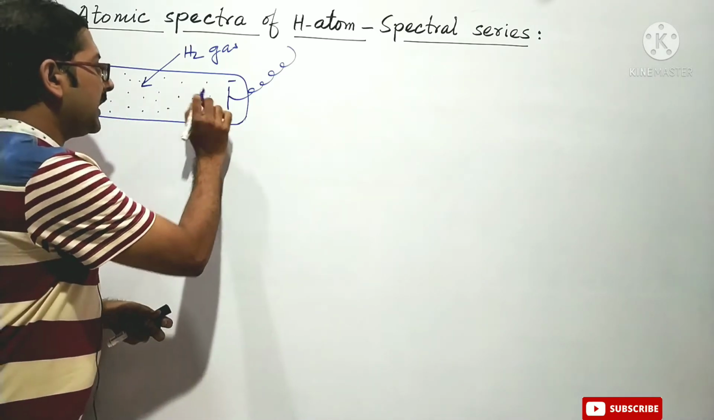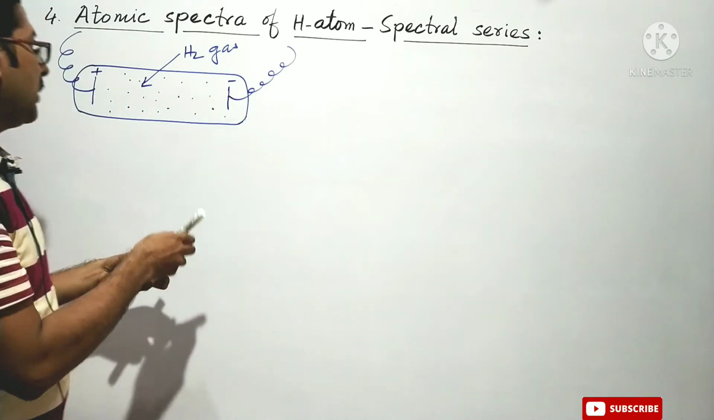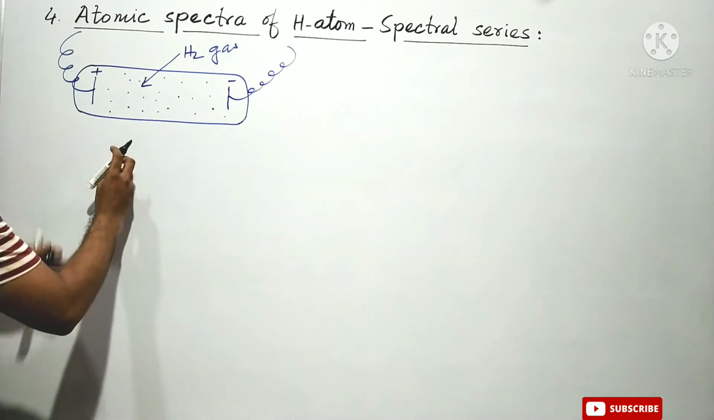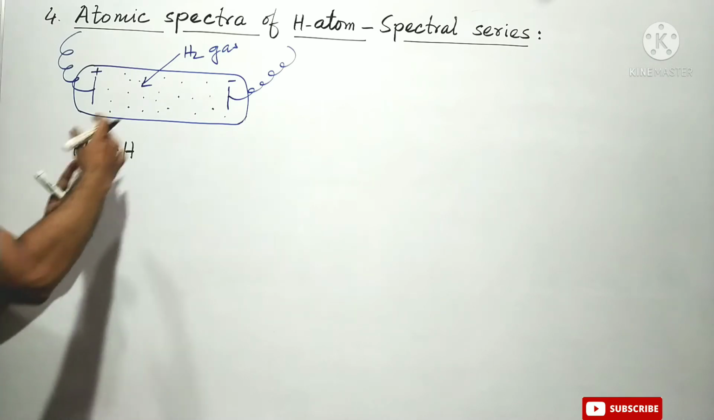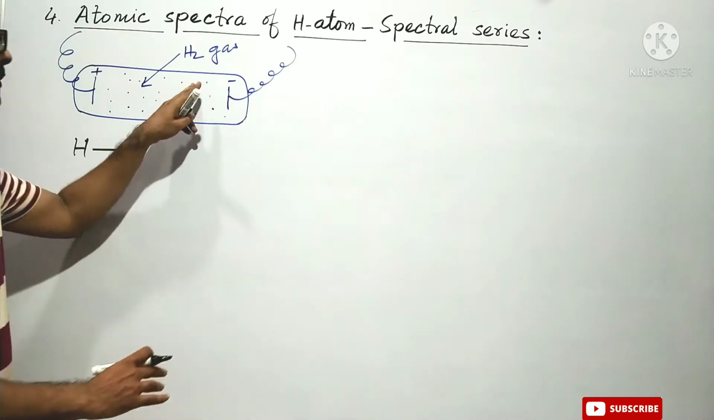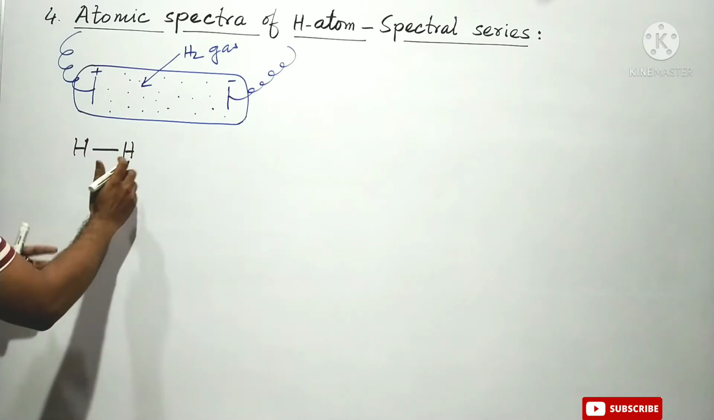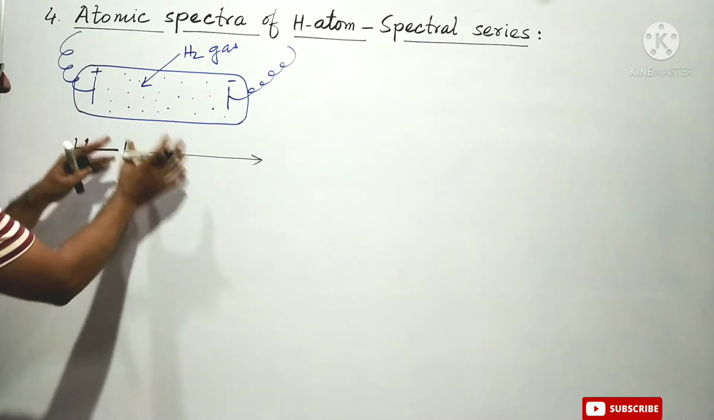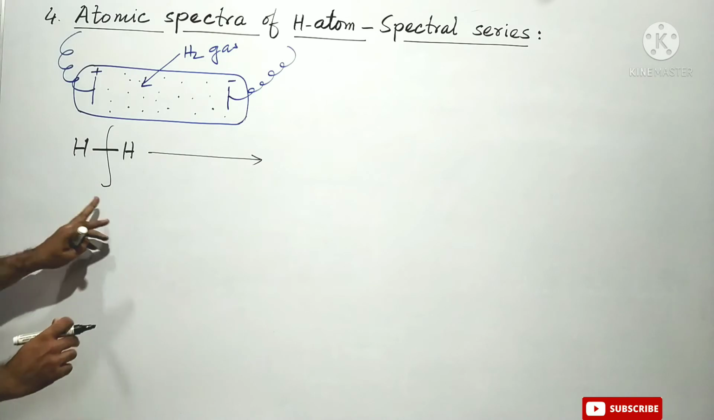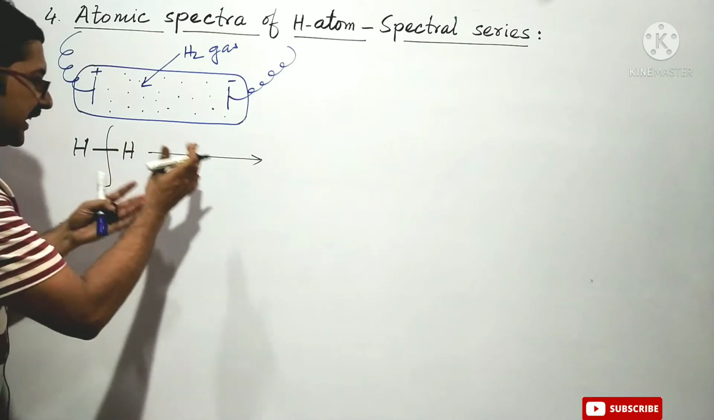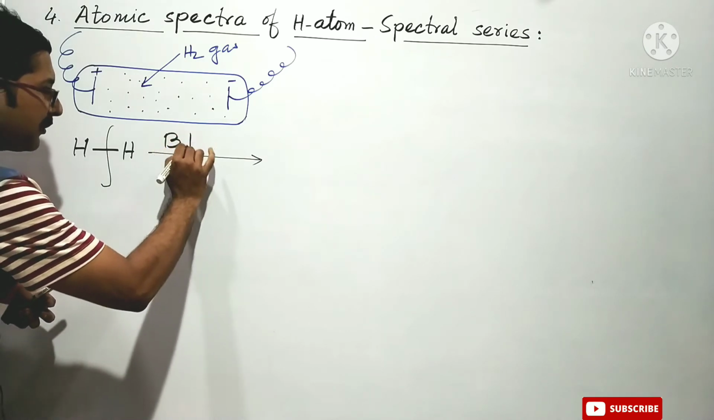Okay. Now if we pass current through this tube, what will happen? Look what will happen. This is very important. Hydrogen gas is present there, so crores and billions and trillions of hydrogen molecules are present in this tube. These are hydrogen molecules, and when we provide energy, firstly this hydrogen bond will be broken, and the energy required to break this hydrogen bond is known as bond dissociation energy.